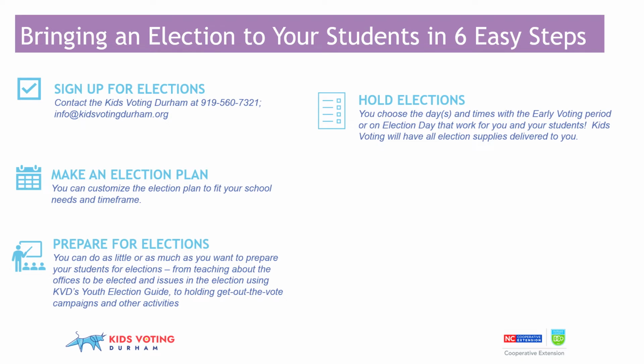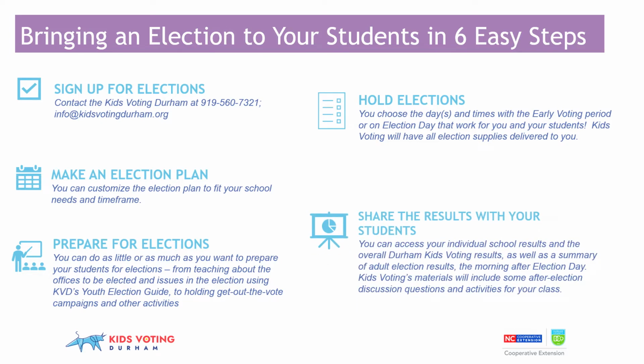And then you hold elections. You choose the day and time within the early voting period, which is usually about a month before elections, or on election day, that works for you and your students. And Kids Voting will have all the election supplies delivered to you in plenty of time.